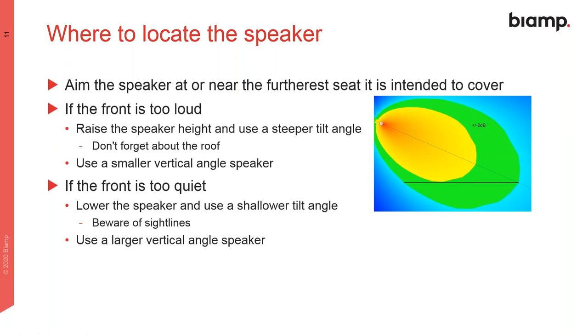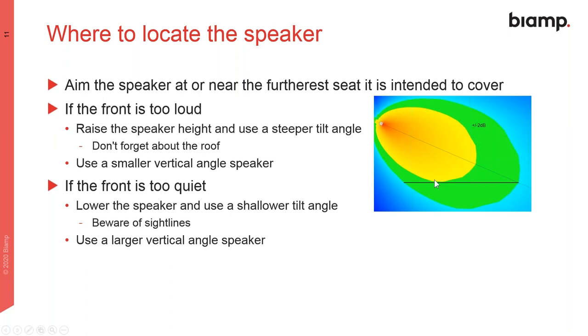If the front's too loud, or, you know, a third of the way back is where the hot spot typically is, if that's too loud, you can raise the speaker higher and tilt it steeper. But don't forget about the roof. It's easy to get very even coverage: just put the speaker way, way up there and point it straight down. But we can't do that. Or use a smaller vertical angle speaker. A tighter vertical pattern will not get this hot spot quite as much.